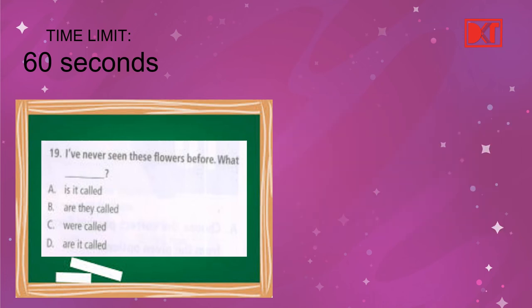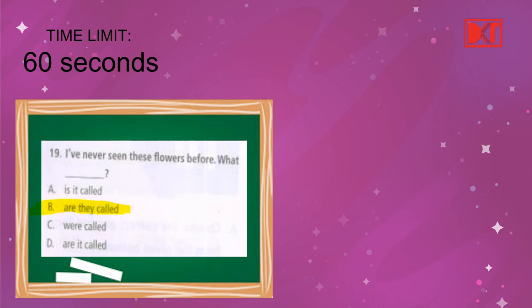Never seen these flowers before. What dash? Okay, so the correct, okay, let's see the options first. A. What is it called? B. What are they called? C. What were called? D. What are it called? The correct answer is what are they called?